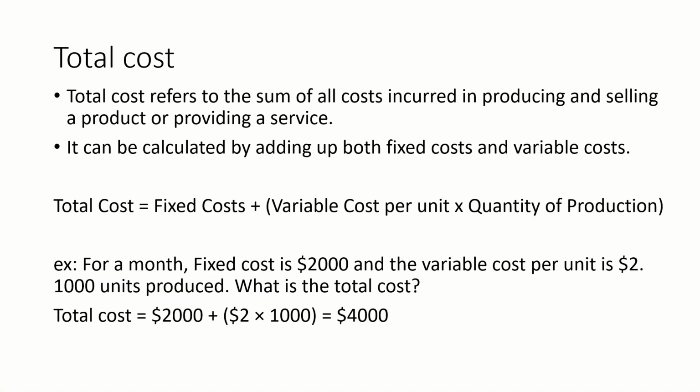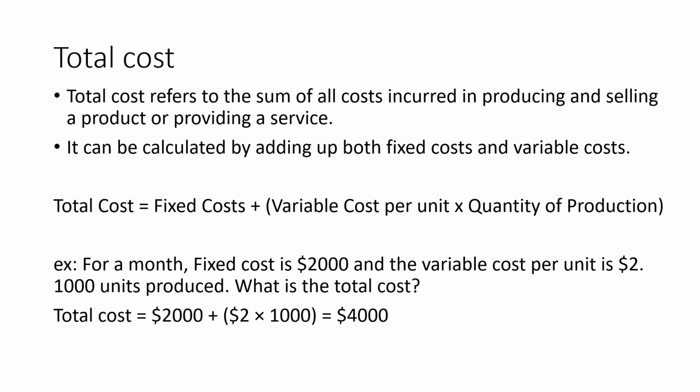Total cost. Total cost refers to the sum of all costs incurred in producing and selling a product or providing a service. It can be calculated by adding up both fixed cost and variable costs. This is the equation for total cost. Total cost equals fixed cost plus variable cost per unit multiplied by quantity of production.